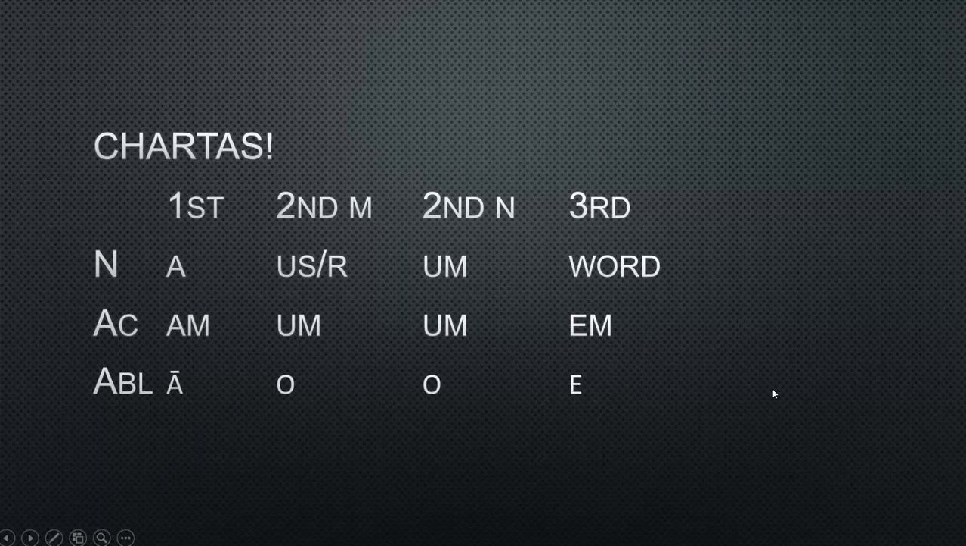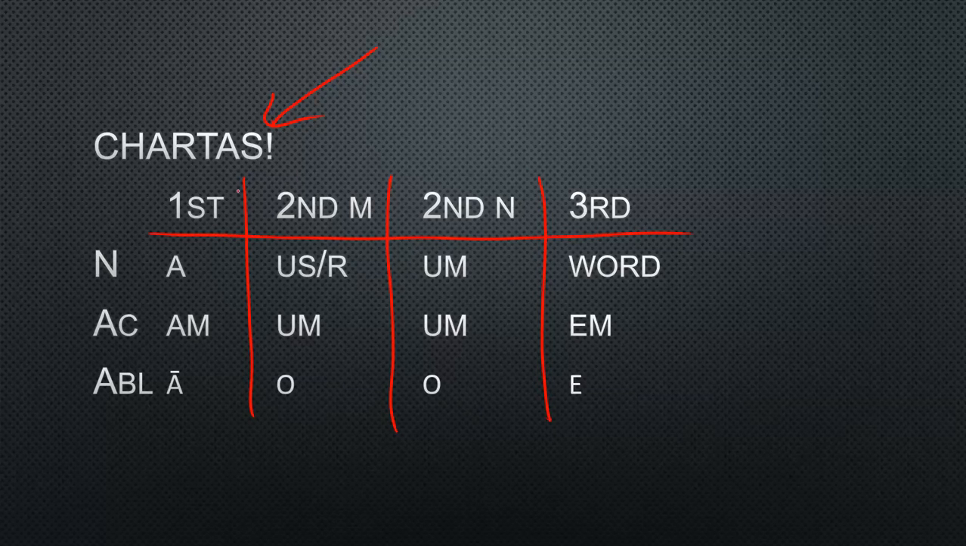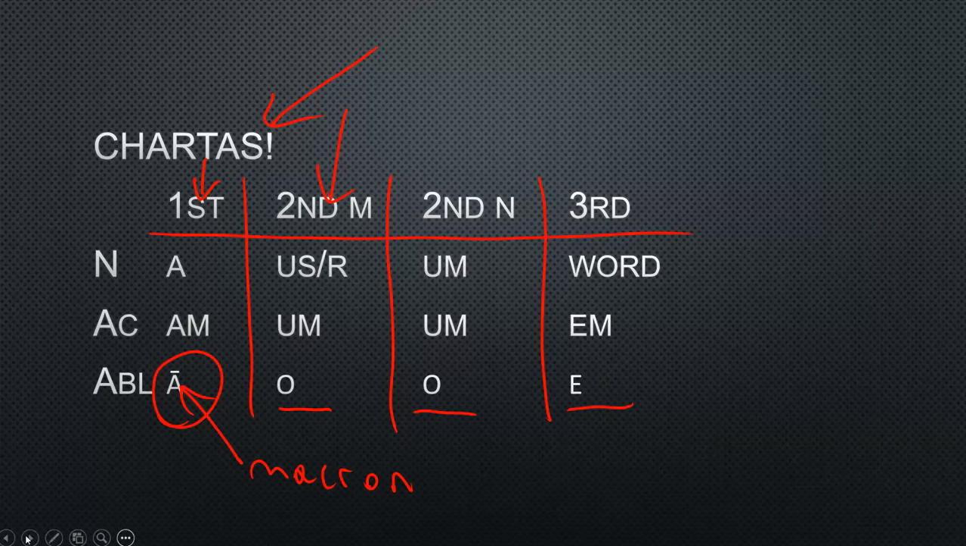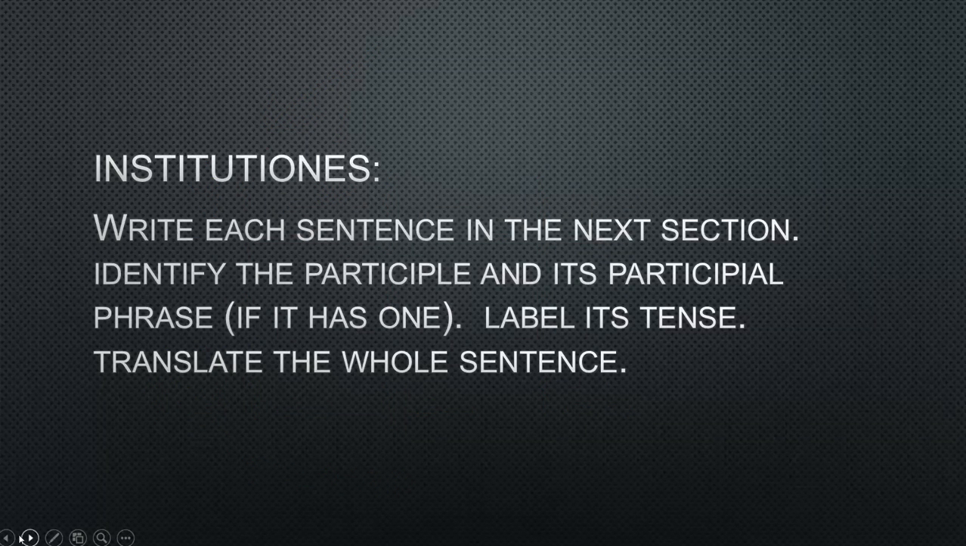Valete. Just kidding. You have one more thing that you need to know. Of course, there are endings to this. So now you're responsible for knowing all of these endings. You need to know the first declension, A, AM, and ablative with the long A. We call this long mark a macron. You need to know second declension, the nominative, the accusative, and now the ablative. Second neuter, same thing, and third, the same thing. Now, we're really done. Valete, have a great day.